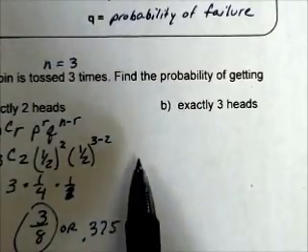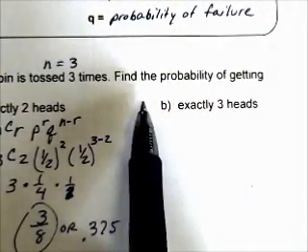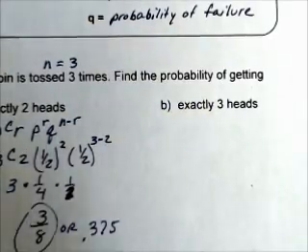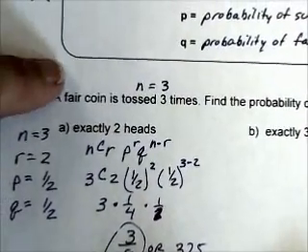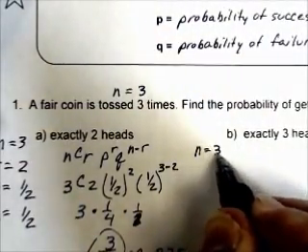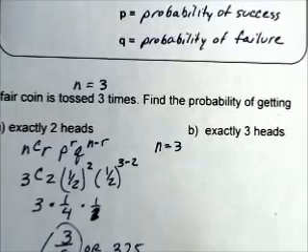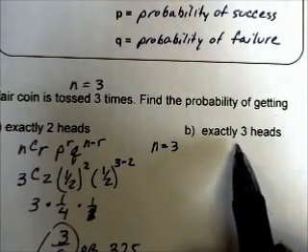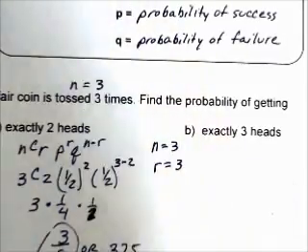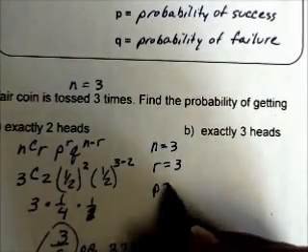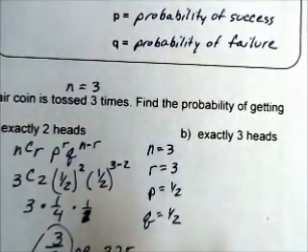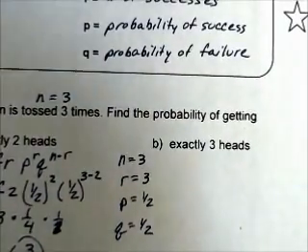Part B, we want exactly 3 heads. Find the probability of getting exactly 3 heads. So our n is the same, all right? The fair coin is being tossed 3 times, so n is going to equal 3 for parts A, B, and C. Exactly 3 heads, that's our r value now. So r is 3, and our lowercase p is going to remain 1/2 and lowercase q 1/2. So we just plug into the formula.